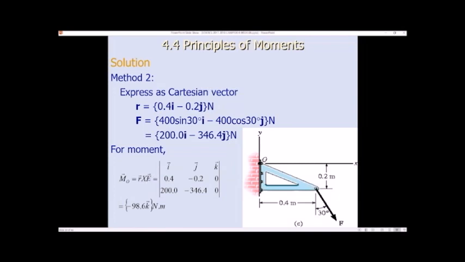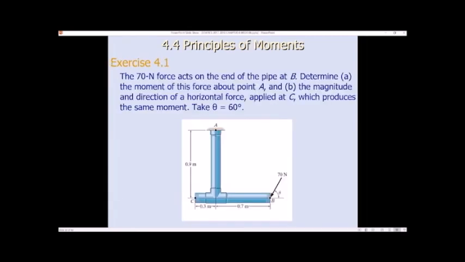force F, which is already resolved in i and j components. So you write it in determinant form. Using the determinant, you will also get the same answer as the conventional method, which is negative 98.6 k Newton meter. You can try this example for your exercise.